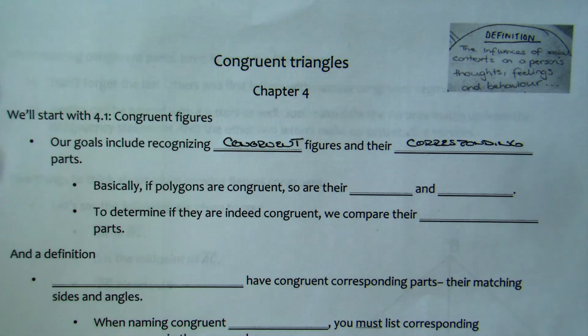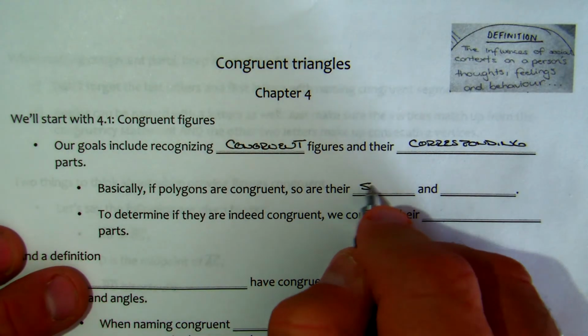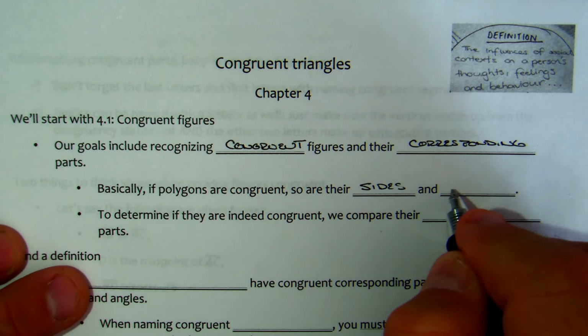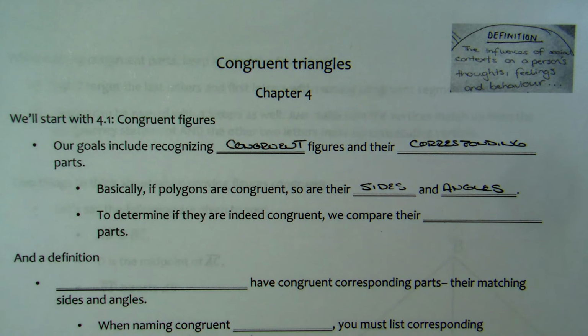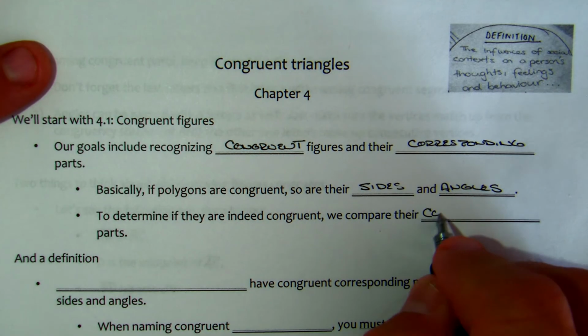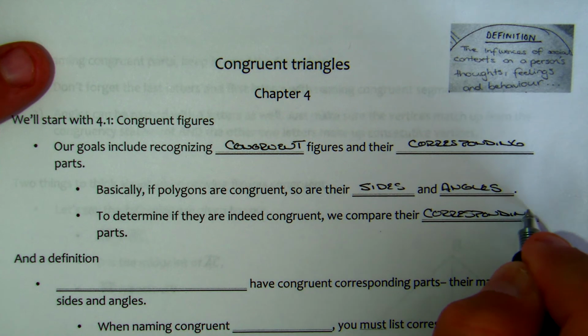If two figures are going to be congruent, then so are their parts going to be. Basically, if polygons are congruent, so are their sides and angles. The sides are made up of segments. The angles are obviously their angles. We're going to call them vertices as well. To determine if they are indeed congruent, we compare their corresponding parts. Get used to that word. It's going to show up a lot.